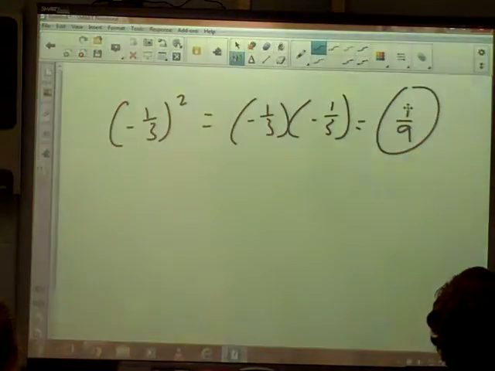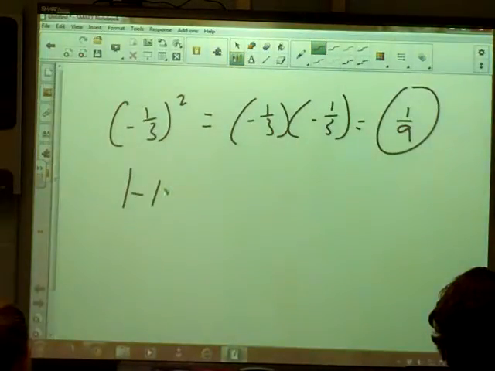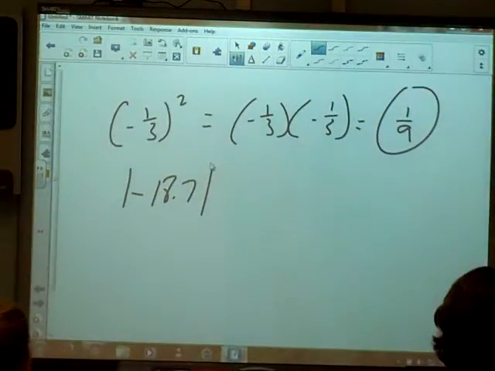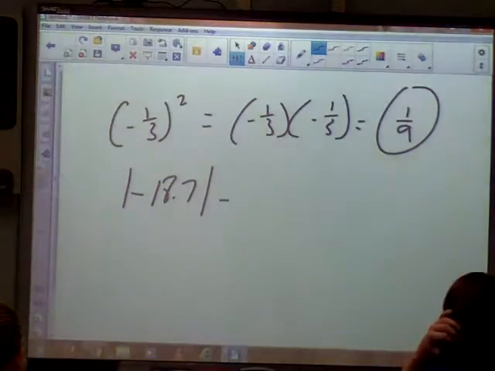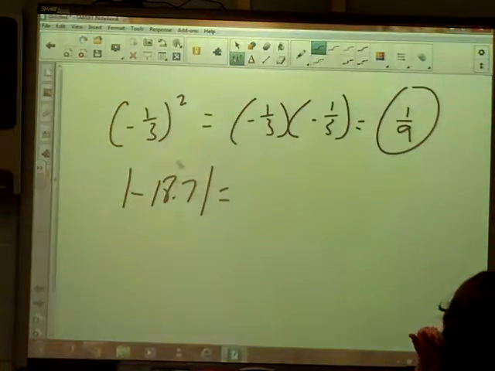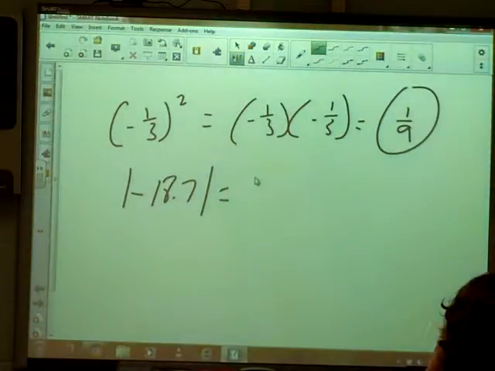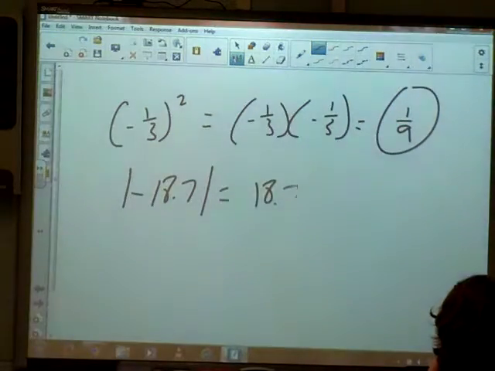Number 4, just make sure that you understand what those bars mean. That's the symbol for absolute value. Absolute value is the distance I am from 0 on a number line. So negative 18.7 would be how far away from 0? 18.7.